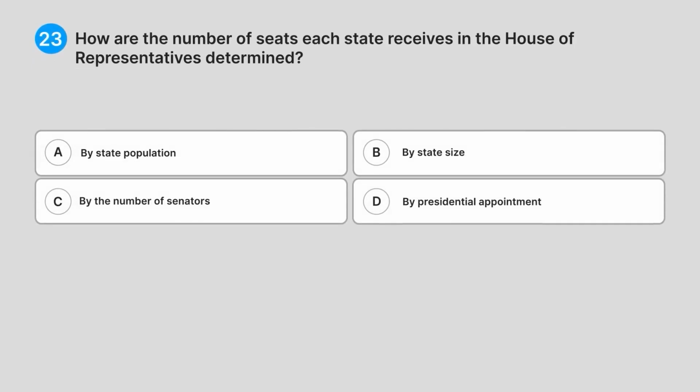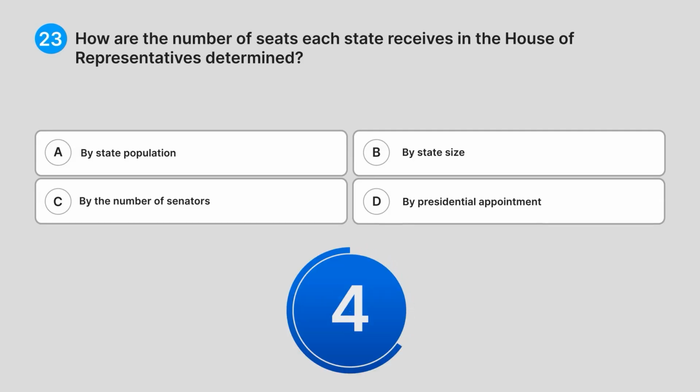23. How are the number of seats each state receives in the House of Representatives determined? A. By state population. B. By state size. C. By the number of senators. D. By presidential appointment. What do you think is the answer?